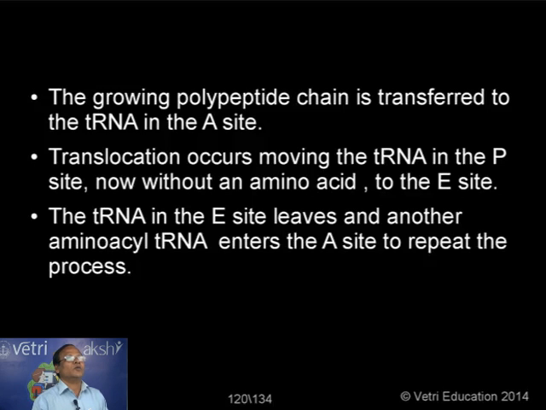And after that, once again, what will happen? The A site, having just the tRNA with the polypeptide, is translocated to the P site and provides accommodation for the new tRNA carrying the amino acid. So the tRNA in the A site leaves and another amino acid tRNA enters the A site to repeat the process. This is what translocation is: nothing but the shifting of tRNA from one site to another, finally reaching the exit for its release into the cytoplasm to repeat the process.